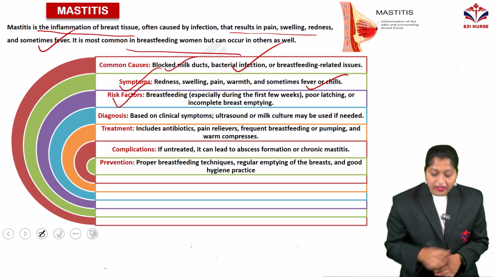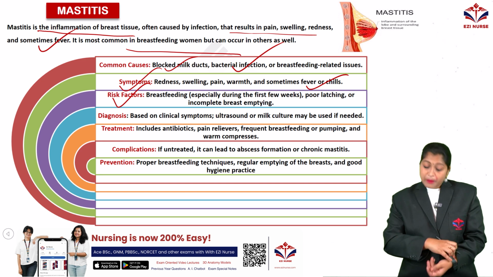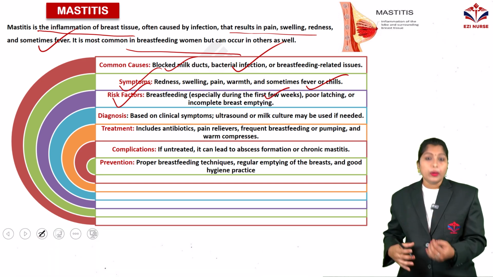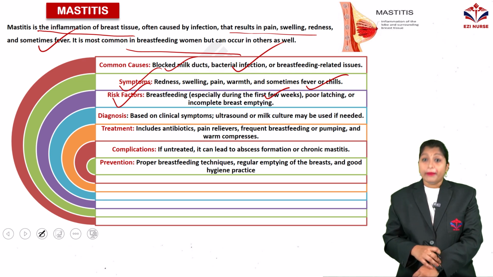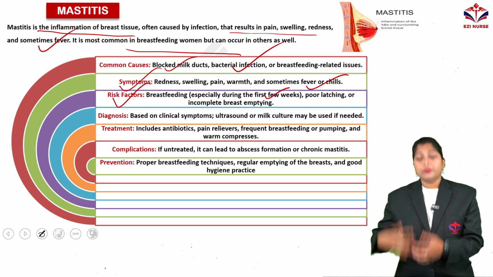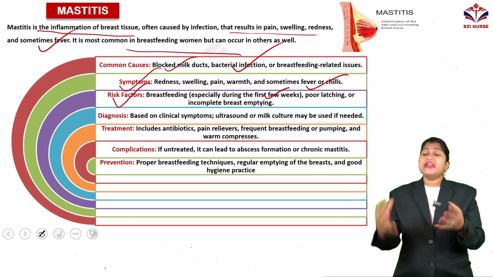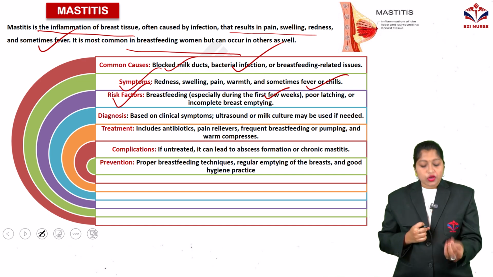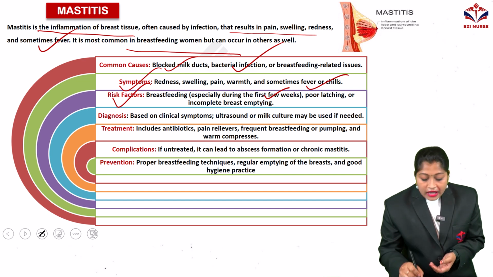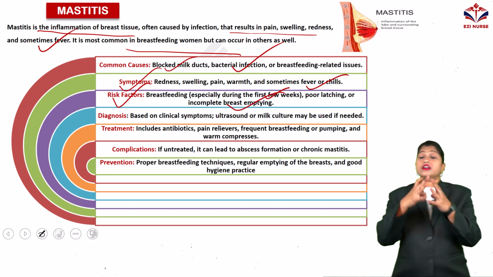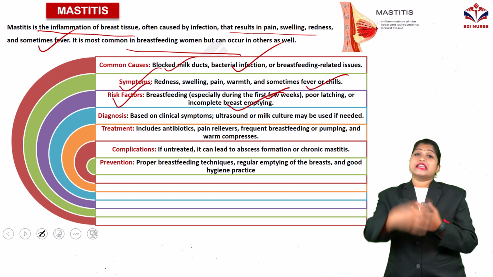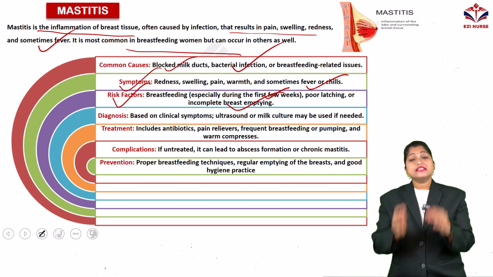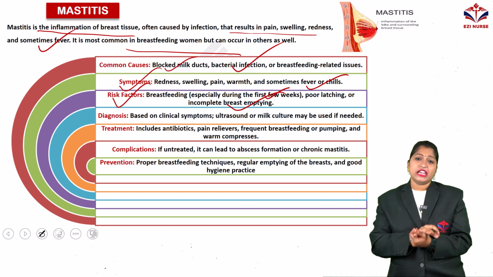Next, let's see what the risk factors are. Breastfeeding, especially during the first few weeks, as there is much difficulty for a woman who has mastitis to breastfeed the babies. Poor latching, where the baby cannot latch onto the nipples of the mother's breast, also becomes one of the risk factors. Another is incomplete breast emptying, where the baby cannot suck the milk, and hence the breast is not completely emptied in the woman.